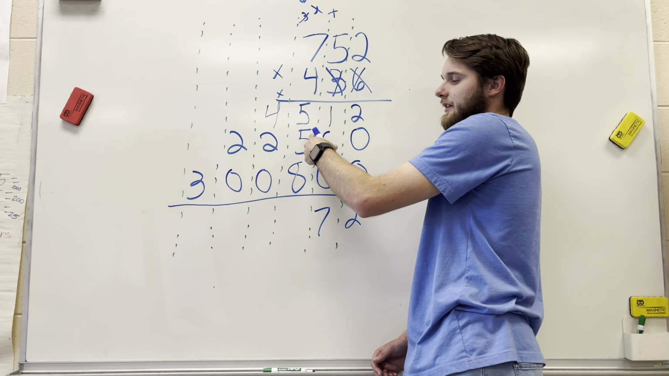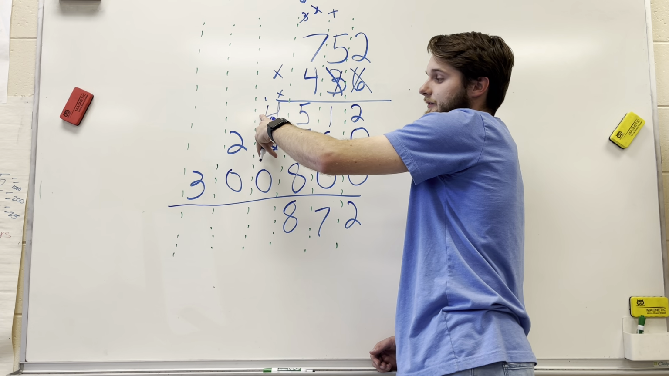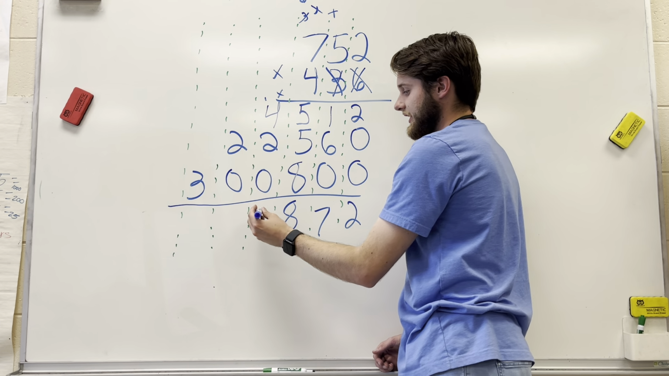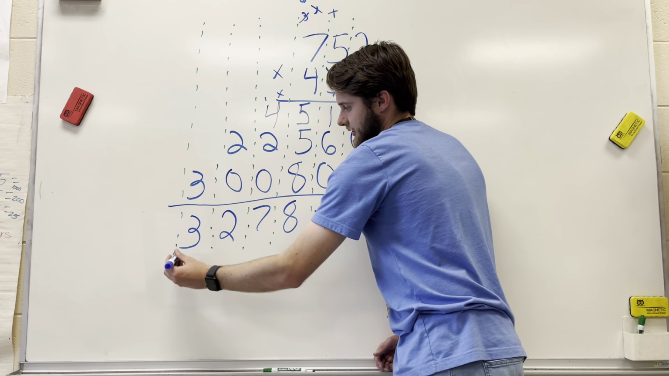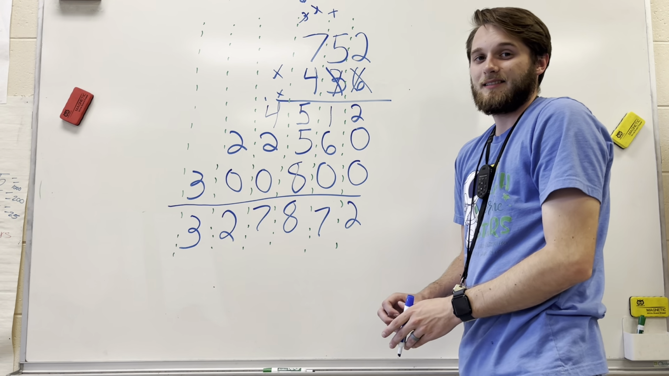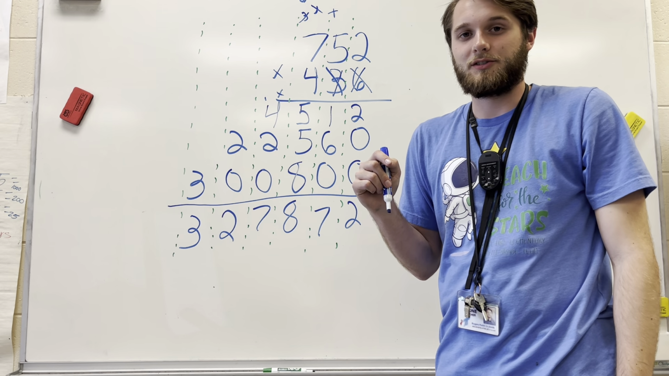5 plus 5 is 10. 10 plus 8 is 18. Make sure I bring my 1 up. 1 plus 4 is 5. 5 plus 2 is 7. The next one, 2 plus 0 is 2. And 3 plus 0 is 3. Okay, and that's it. That is how we're going to solve a 3-digit by 3-digit when we're solving this.